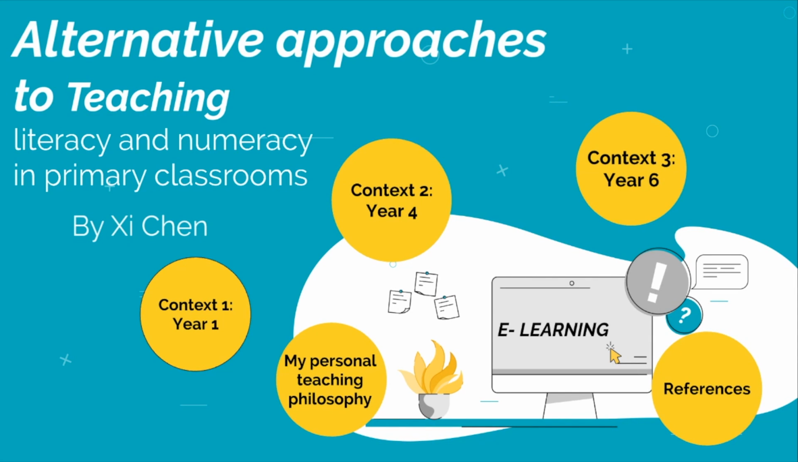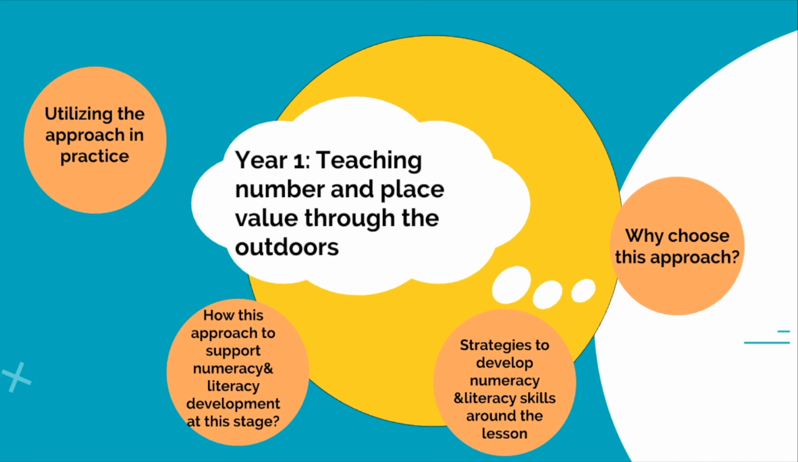Today, I'll focus on alternative approaches to teaching literacy and numeracy in primary schools, and I'll also explore why these approaches are useful as teaching tools in today's classrooms. I divided my presentation into 4 parts through different levels of students and contents. Okay, let's start. For Year 1 students, teaching number and place value through the outdoors.